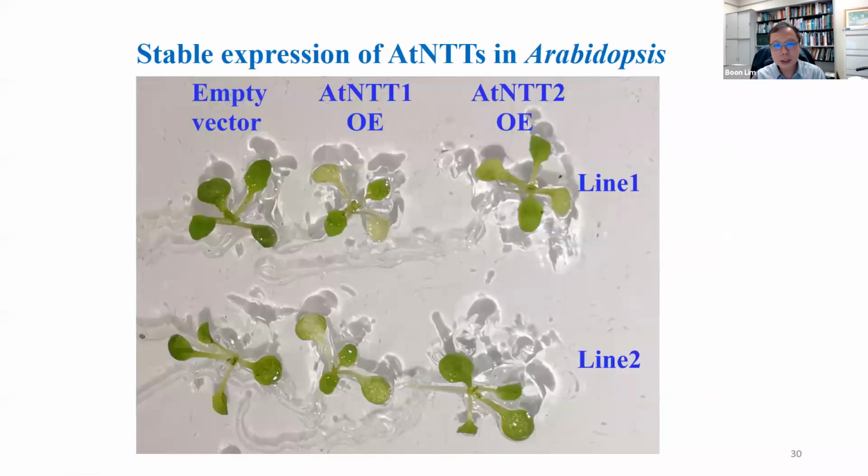We also stably express the NTT transporter in Arabidopsis. We use empty vector as control. We can see that if we overexpress NTT1 or NTT2, the seedlings look a little bit different, okay? A little bit not that green.